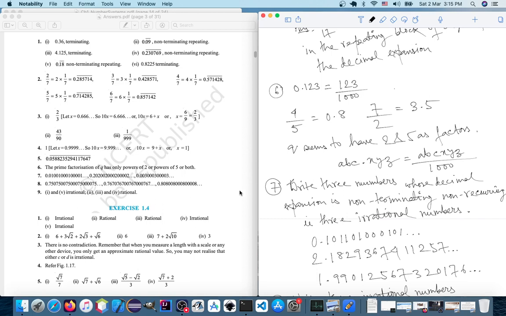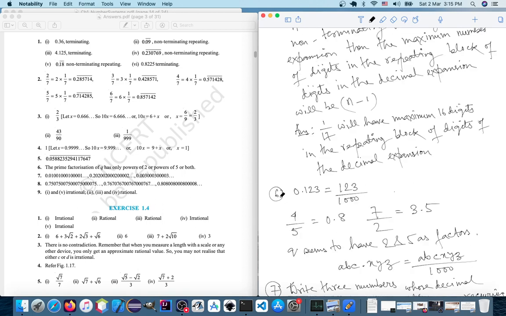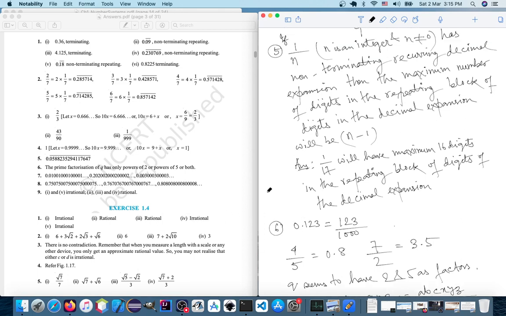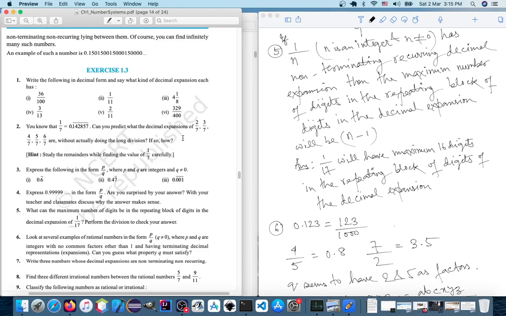Problem number 5. What was the question? What can the maximum number of digits be in the repeating block of digits in the decimal expansion of 1 by 17? Perform the division to check your answer.